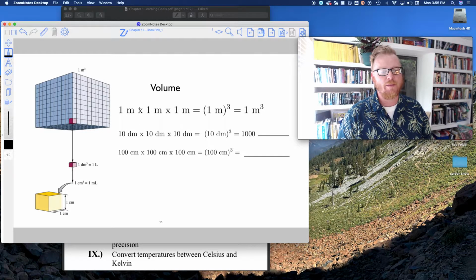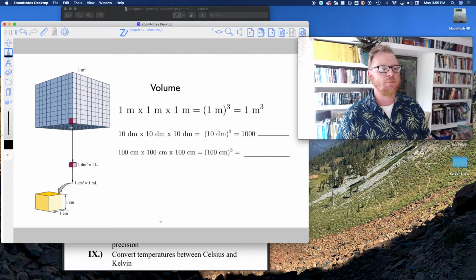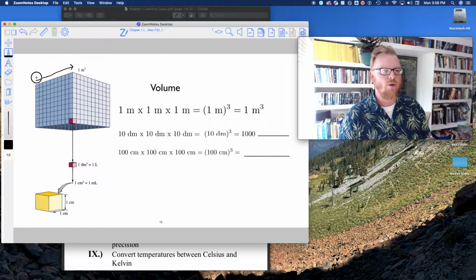So here we have 1 meter by 1 meter by 1 meter. That makes a cube. Literally, it makes a cubic meter. Okay, so now check it out. I'm going to count these boxes here for you. 1, 2, 3, 4, 5, 6, 7, 8, 9, 10. There's 10 of these boxes, so I'm going to draw this arrow right here.